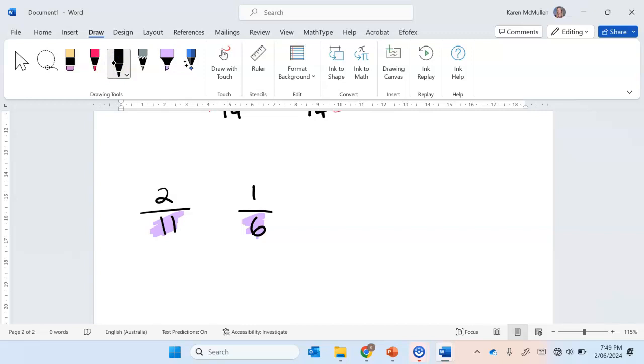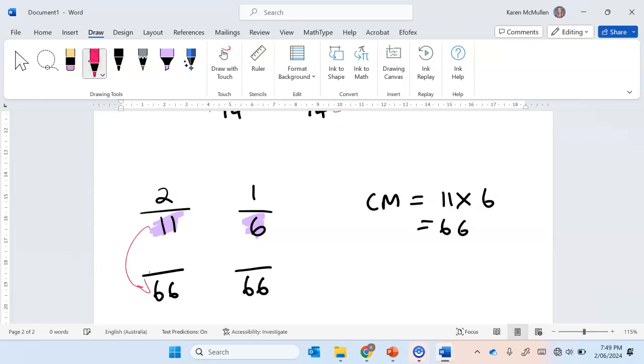So the easiest thing to do for a common multiple is just to multiply your numbers together. So a common multiple is 66 because all we're doing is comparing them. We're not actually adding or subtracting them, which would mean you'd find the lowest common multiple. So let's change them so they both have a denominator of 66. What did I do to that 11 to get to 66? I multiplied it by 6. So whatever I do to the bottom, I do to the top. So I'm going to have 12 there.